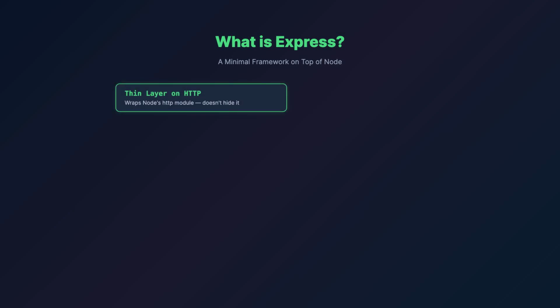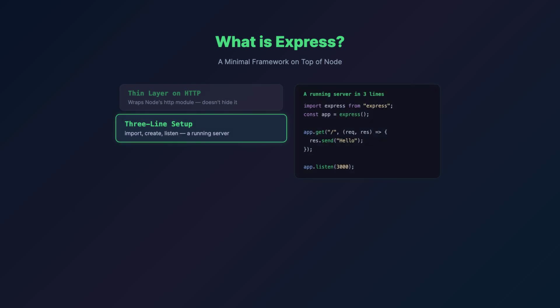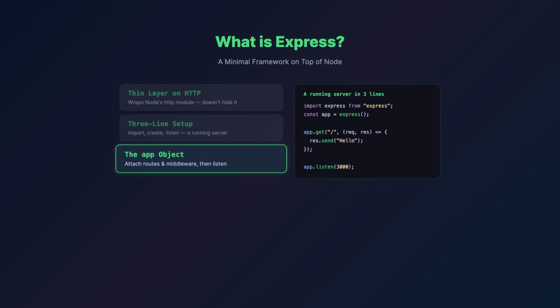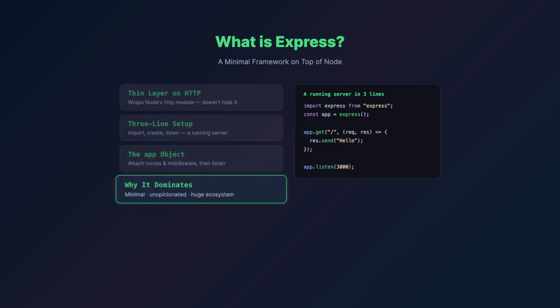So what is Express? It's a thin layer on top of Node's built-in HTTP module. It doesn't hide Node, it just makes it pleasant to work with. Setting up an app takes 3 lines. Import express from express. const app equals express open paren close paren. app.listen 3000. That's a running web server. The app object is the heart of everything. You attach routes to it, you attach middleware to it, and then you tell it to listen on a port. When you call app.listen, Express starts accepting connections and waits for requests to come in.